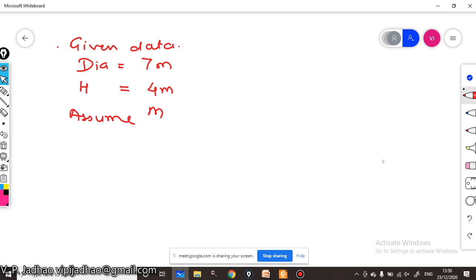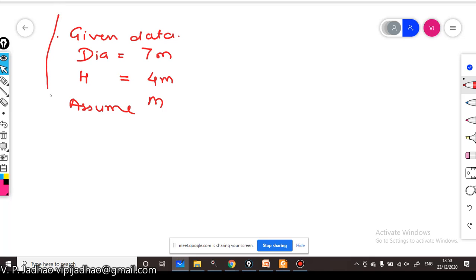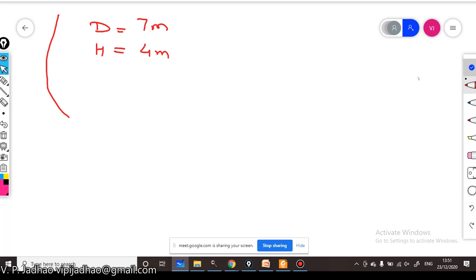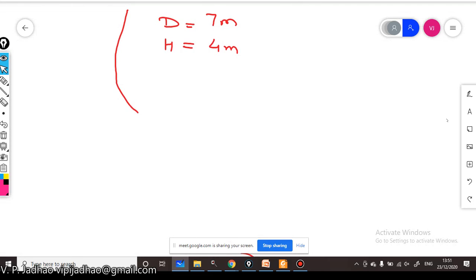So first we will take out what is given data. The given data is the diameter of your water tank, so we have diameter D is equal to 7 meter. Height of water in the water tank is given as 4 meter, and we have to design the wall of your water tank. For designing the wall, first thing we should finalize is the minimum grade of concrete we will be using.